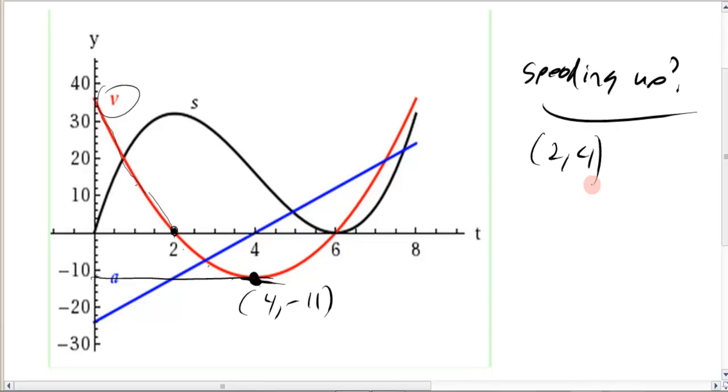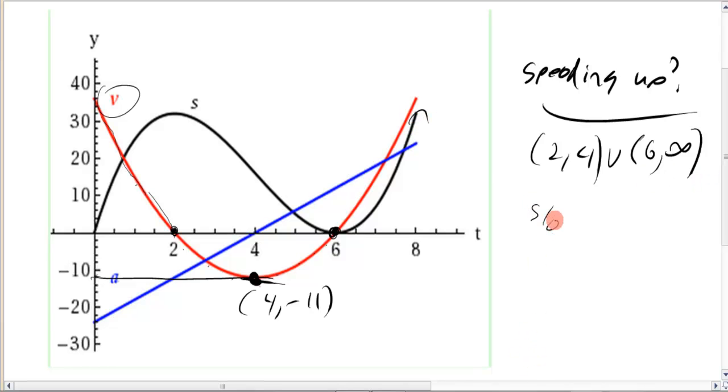And is there anywhere else I'm speeding up? Well, after 4, I'm now decreasing. My speeds were at 11, now they're at 10, now they're at 9, now they're at 8, now they're at 7. So I'm decreasing my speeds until I reach 6. And then from 6 until the end of our graph, which might just be infinity, depending on the problem, from 6 to infinity, I'm speeding up.